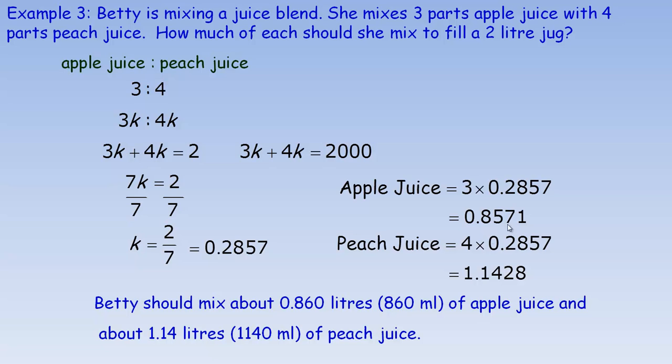So Betty should mix, and I rounded a little bit. You don't really need the 4 decimal places when you're telling Betty how many liters or milliliters to use. So I rounded to 0.86, so about 0.86 liters or 860 milliliters of apple juice, and 1.14, rounded to 2 decimal places too, or about 1,140 milliliters of peach juice. This is liters, that would be milliliters.